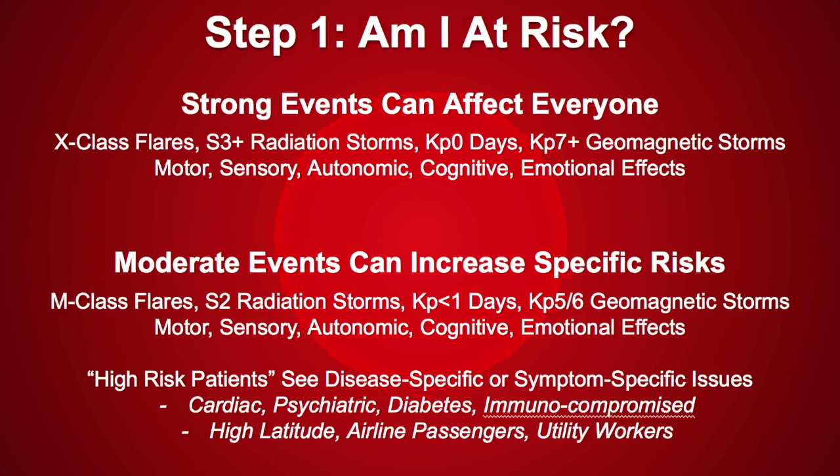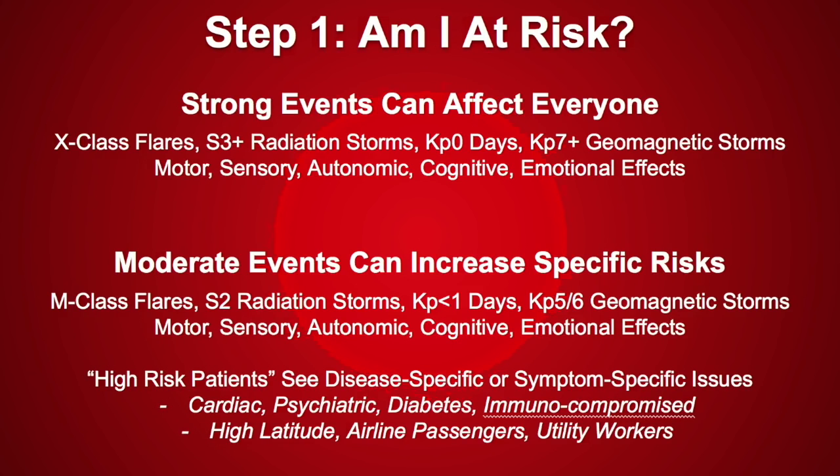S3, which would be a level 3 radiation storm or higher. Those KP0 days I mentioned, which is when you have a 24-hour stretch of nothing but goose eggs on the KP index, that's considered a KP0 day, a full day of KP0. And then on the other end of that KP scale, KP7 and higher, of course, increasing in severity as you get to 8 to 9, up from 7. Those are considered the strong events, and they do have the potential to affect just about everyone.